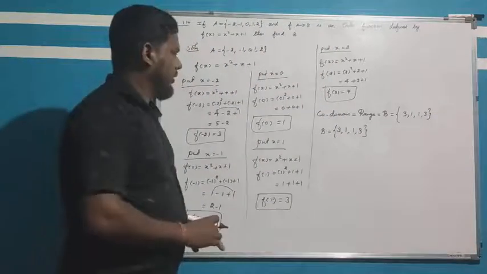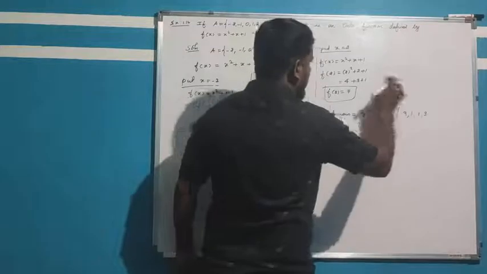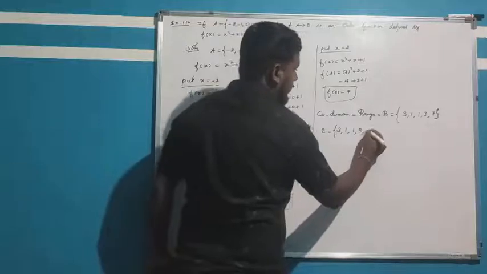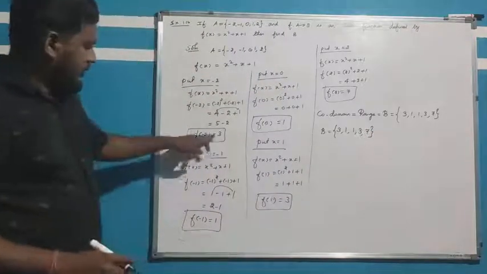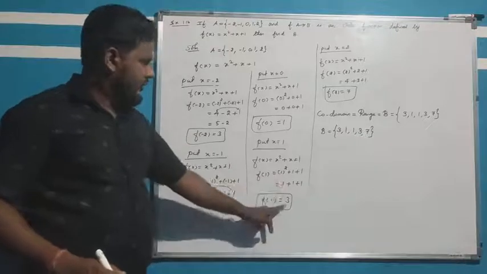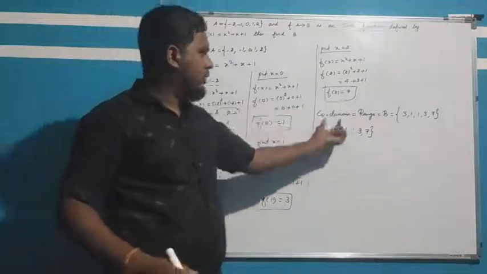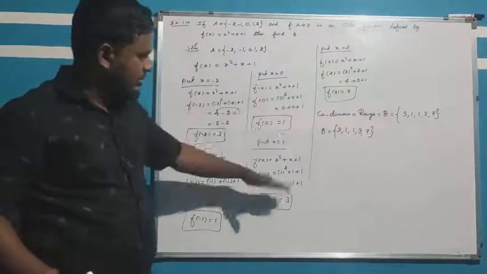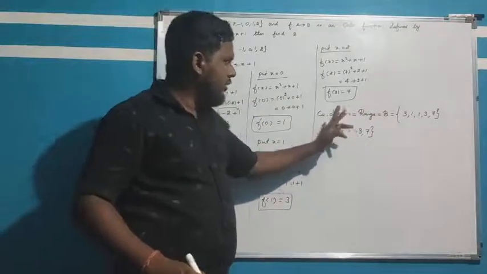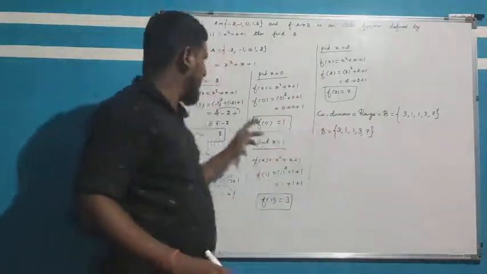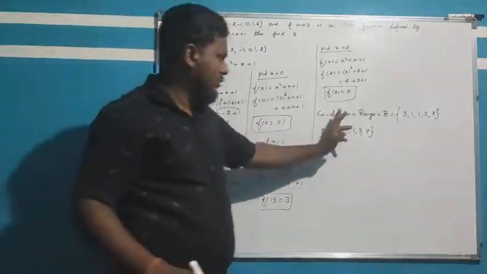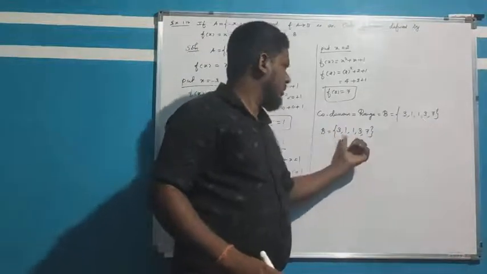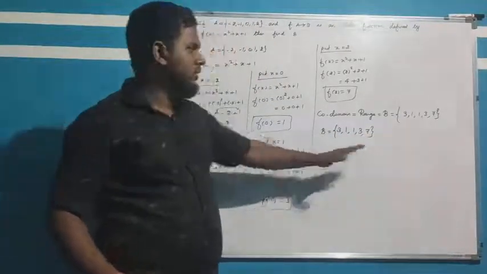Sorry, one more element is there: 7. So 3, 1, 1, 3, 7. Domain taking, codomain getting. For every element there is a relation. So codomain equals range equals B set. So what is the B set? 3, 1, 7. In this way only we can find it.